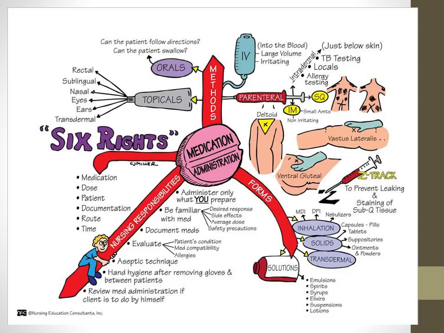This is just a little graphic to tell you about the 6 rights of medication. You can look at that at your leisure.